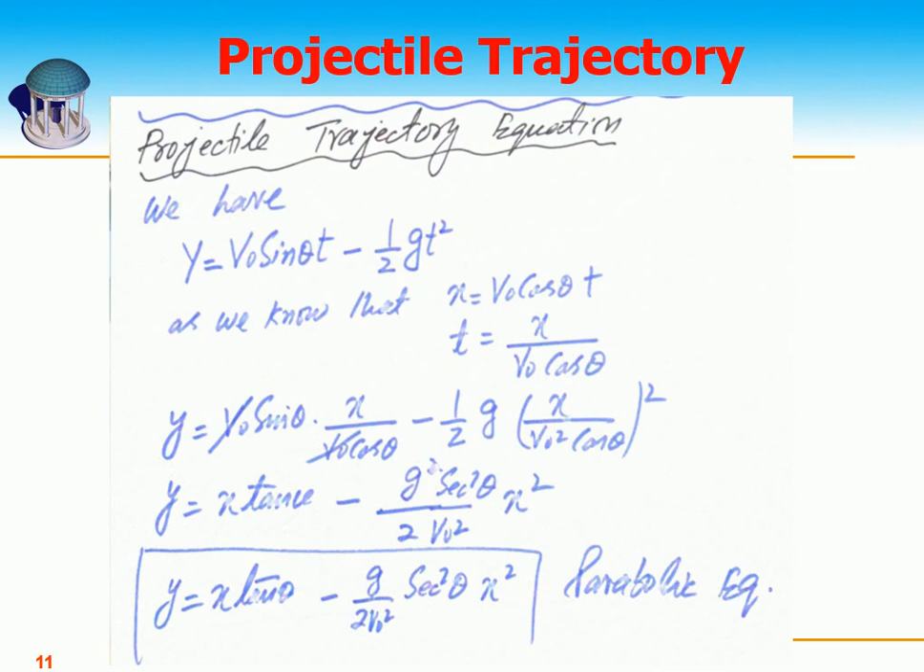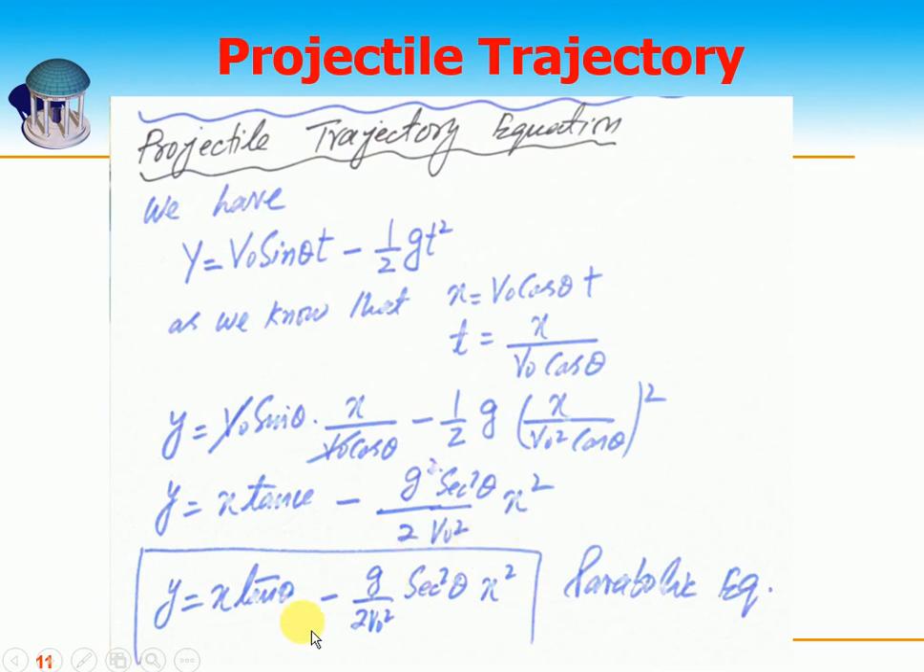For this case, we know that y is equal to V naught sine theta t minus half gt square, which is basically Vit minus half gt square. We know that x is equal to V naught cos theta times t, and so t is equal to x over V naught cos theta. Why are we taking this time t? Because it's the time taken to reach the maximum height. So I put the value of t in this equation in terms of x: V naught sine theta times x over V naught cos theta, minus half g times x over V naught cos theta, whole square. The V naught cancels out, sine theta upon cos theta becomes tangent theta, so it becomes x tangent theta minus g sec square theta x square over 2V naught square, where sec is 1 by cos.